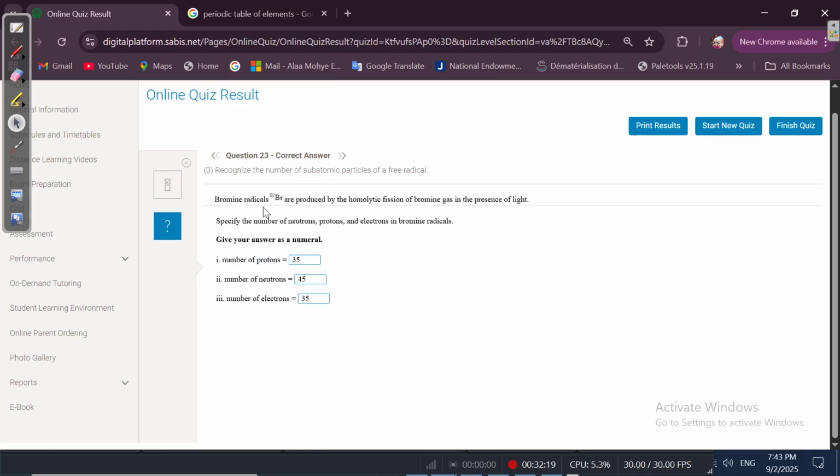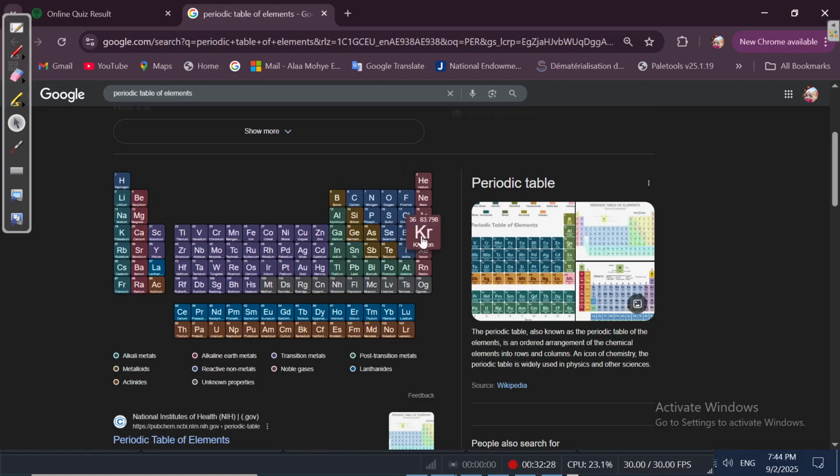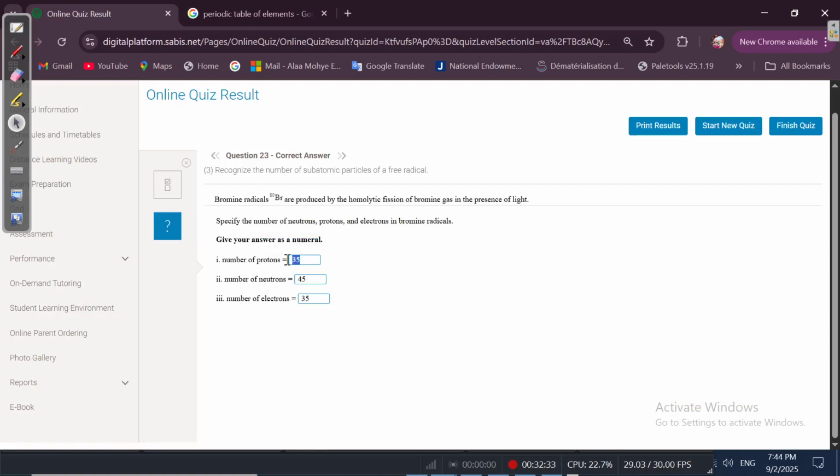Okay, bromine radicals Br are produced by homolytic fission of bromine gas in the presence of light. Come on, go to the periodic table. Bromine, where's bromine? Group 7, atomic number 35. So 35 protons, 35 electrons. Then it's 80, 35. 80 minus 35 is how much? 45, to get the number of neutrons. Very, very easy, these questions. It should not take you 2 minutes in the exam.